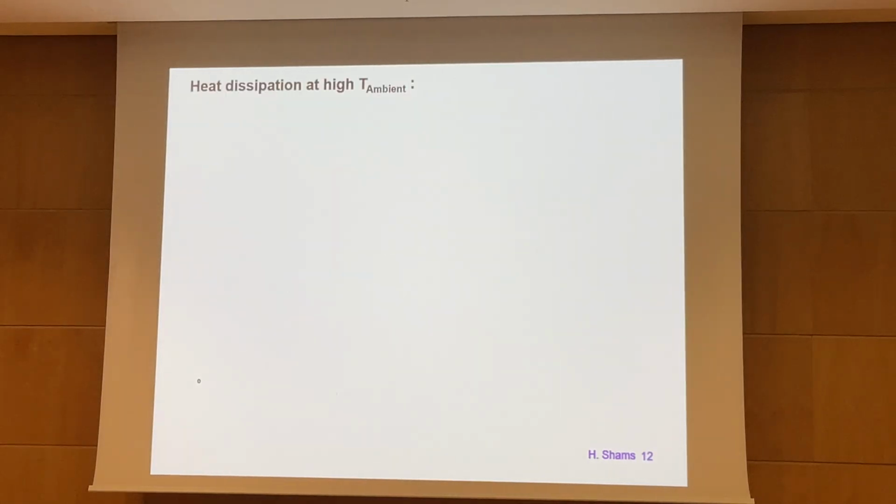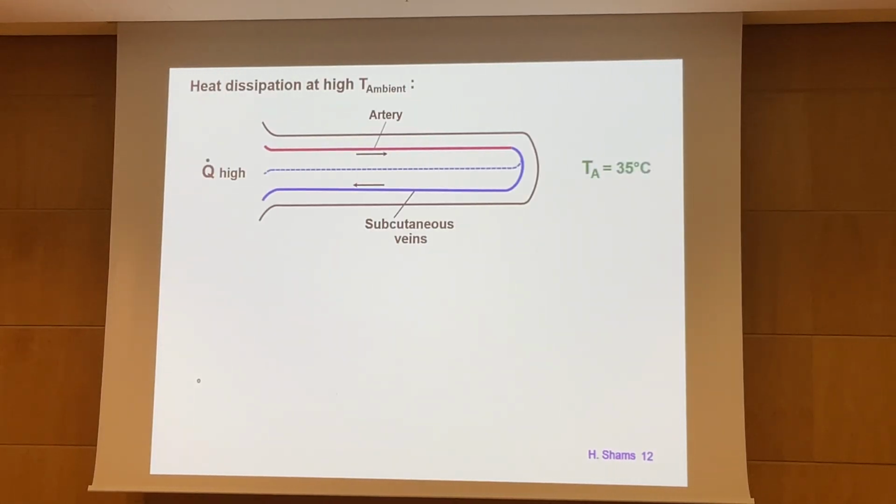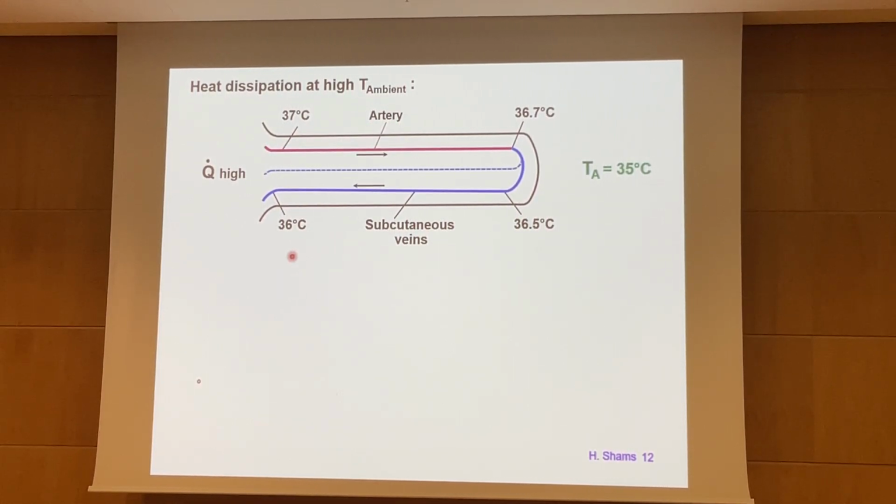If you look at the finger, at an ambient temperature of 35, which is a warm temperature, you want to dissipate more heat. What do you do? The blood will flow through superficial veins. They are the superficial veins. And therefore, the skin temperature remains high. And you see here the skin temperatures. The beginning temperature was 37, and they are not so much different than 37.